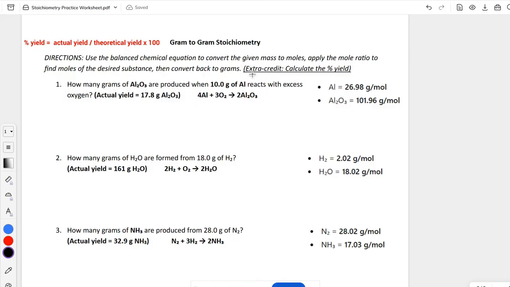Well, first of all, look, there's extra credit, and there will be extra credit on your test if you calculate the percent yield, and right here, here's the formula. Percent yield is the actual yield. That's the number you'll get in the lab.